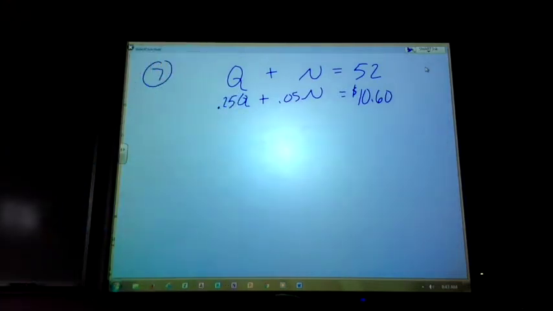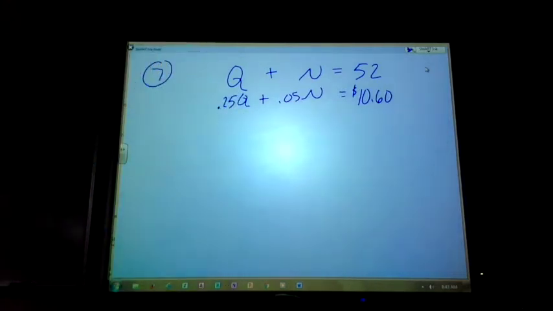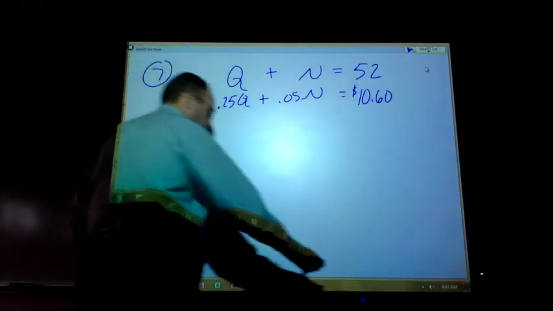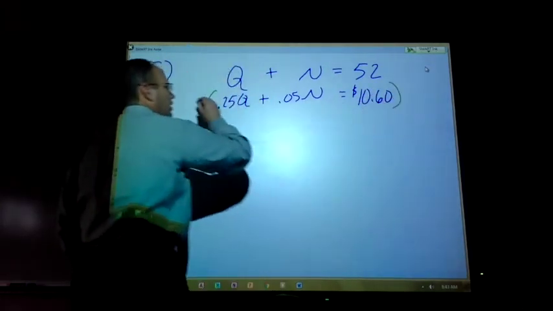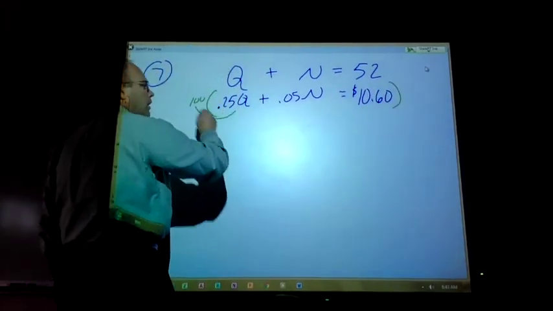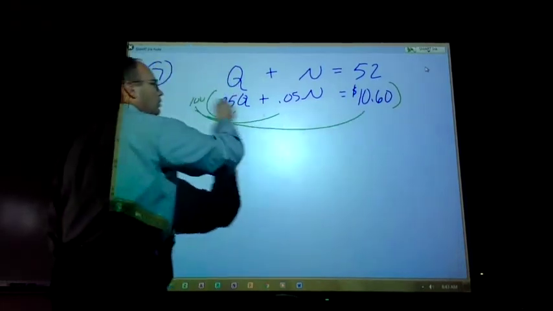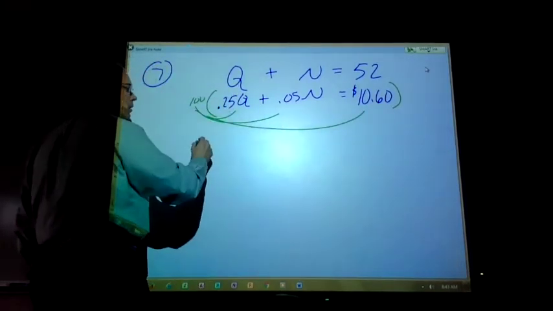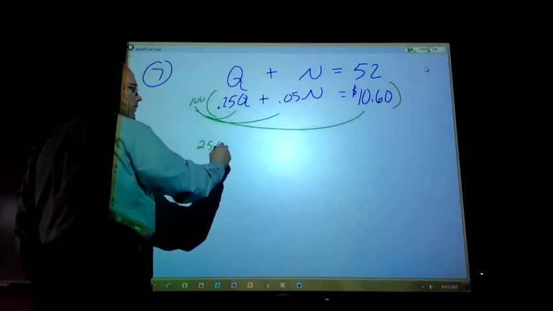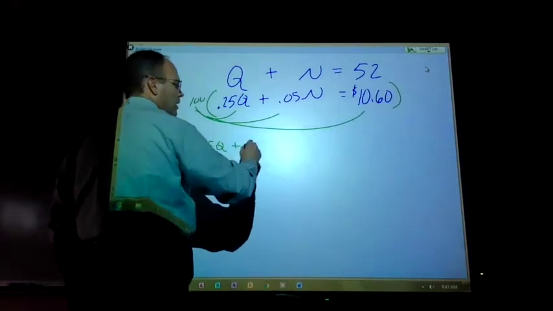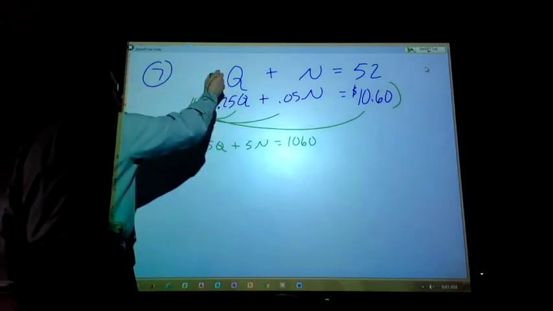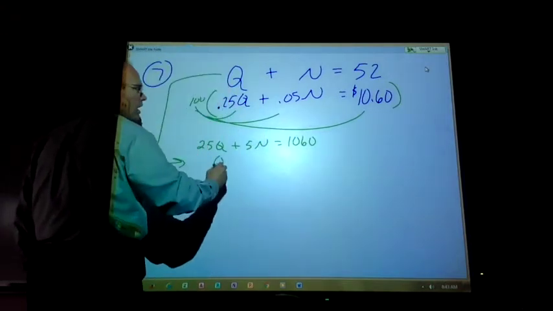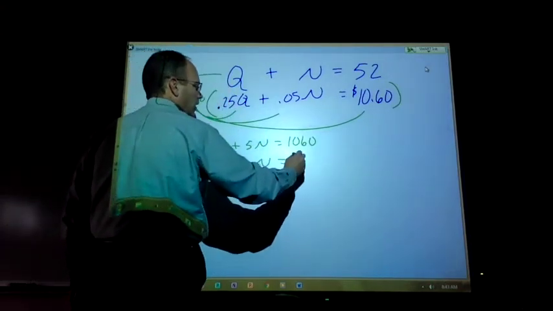And what was that little tiny thing I had done to get rid of the decimals? I multiplied, so I'm not changing the value. If I take this whole equation and multiply everything by 100, it's going to move the decimal twice to the right. So I get 25Q plus 5N is equal to 1,060. And I still know I have Q plus N is equal to 52.